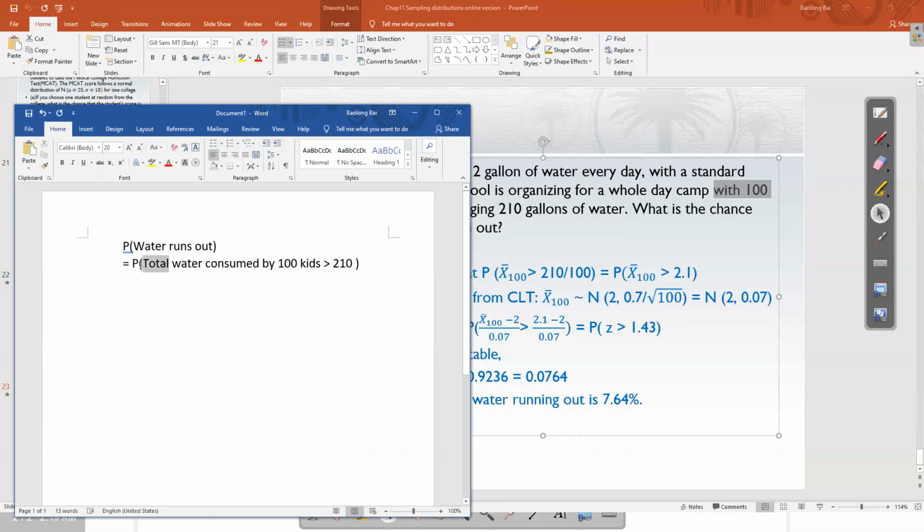So here is total. If this is average, then it's really X bar, right? But this is total, not average. From total to average, what do we need to do? If we divide both sides by sample size, 100.